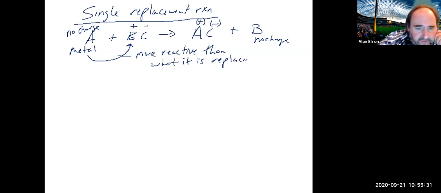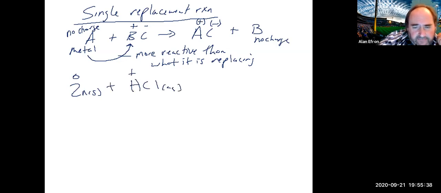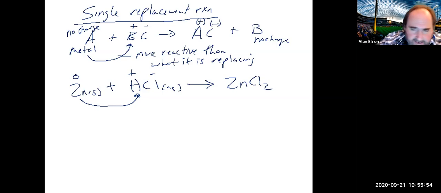So for example, if we take zinc metal, which has no charge, and react it with hydrochloric acid, which is a positive negative guy, zinc, when it does gain a charge, will be positive. It will come in and kick out the hydrogen. On the other side, the zinc will now have a charge and hook up with the chloride, and hydrogen gas will be formed. You'll see some bubbles and that type of thing happen. And again, to balance this, we put a 2 here and so forth.